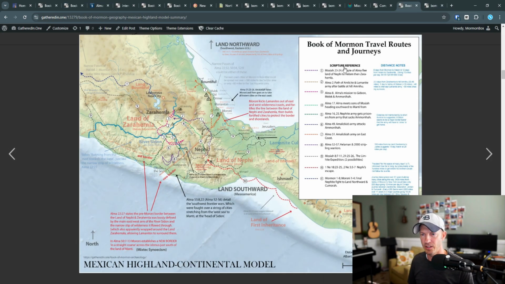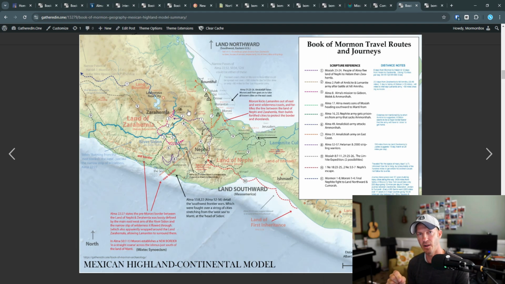I want to talk about all the journeys, right? Because after what we've already talked about, the next most important thing when it comes to geography is going through every single one of these Book of Mormon travel routes and journeys. And there's at least 11 of them. So I map them out right here, and we'll do a video where we go through every single one of them.